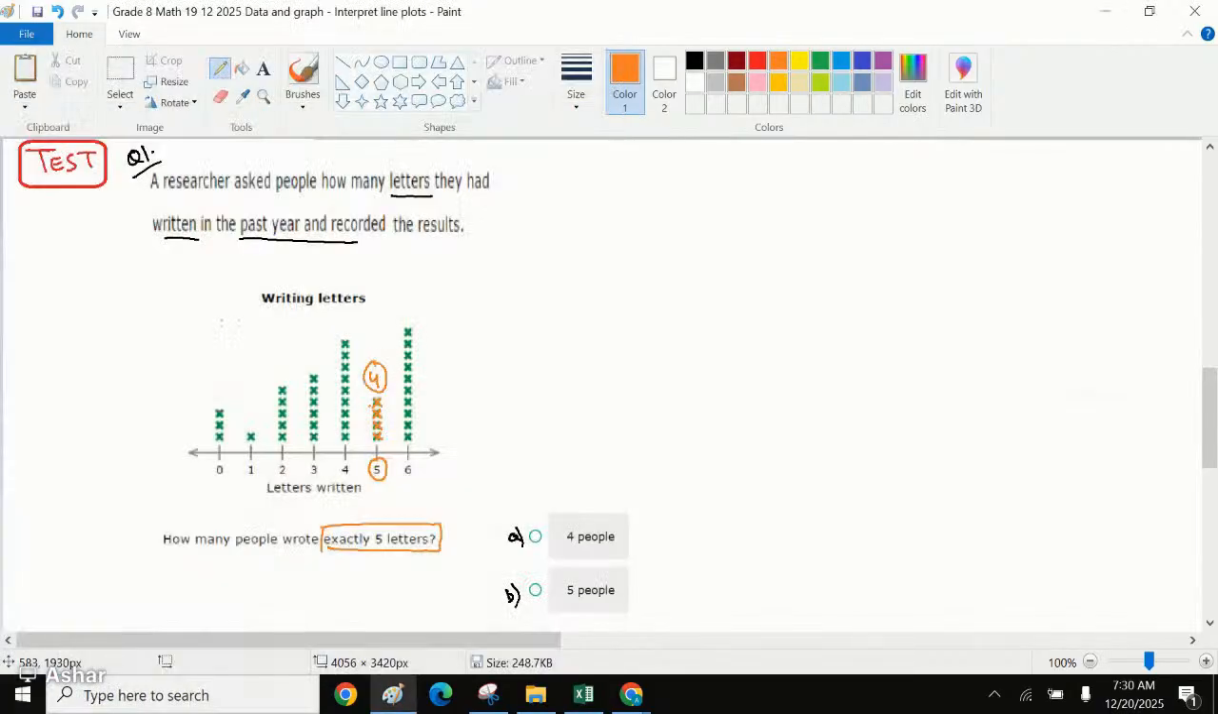4 people, right? So when 5 letters were written by 4 people, now we need to go to the option and see where is the 4 people as an option. So option A is 4 and option B is 5. So we click on option A. On your screen, you'll click onto option A and it would show you if it's correct or incorrect, right? Then we have the new question.